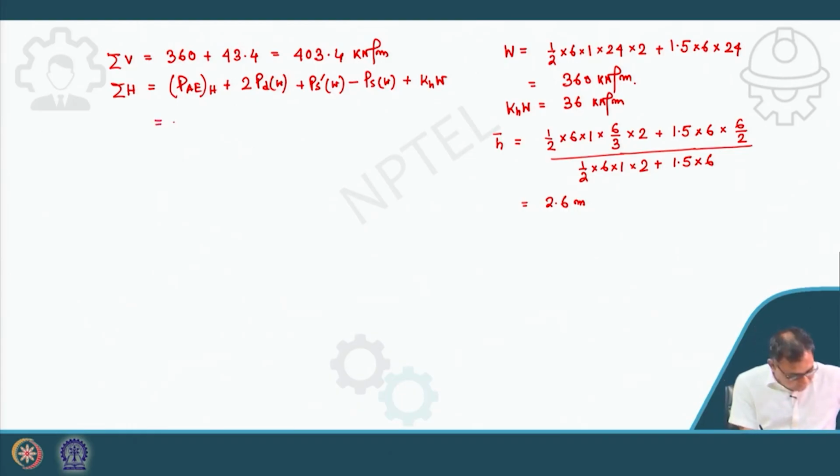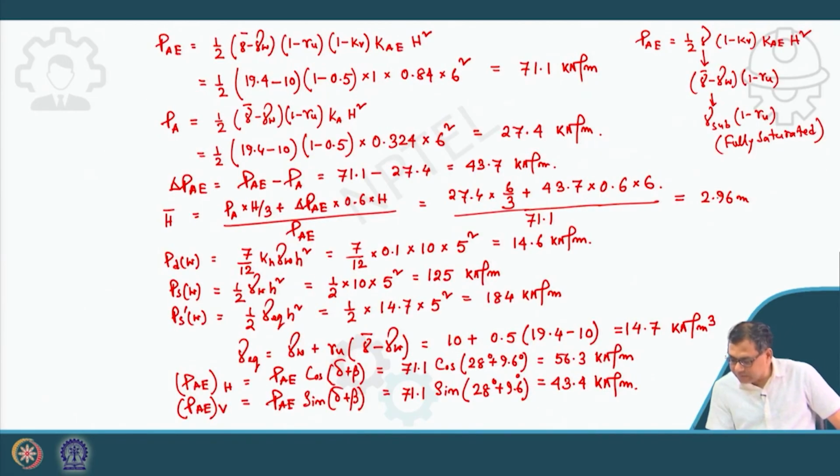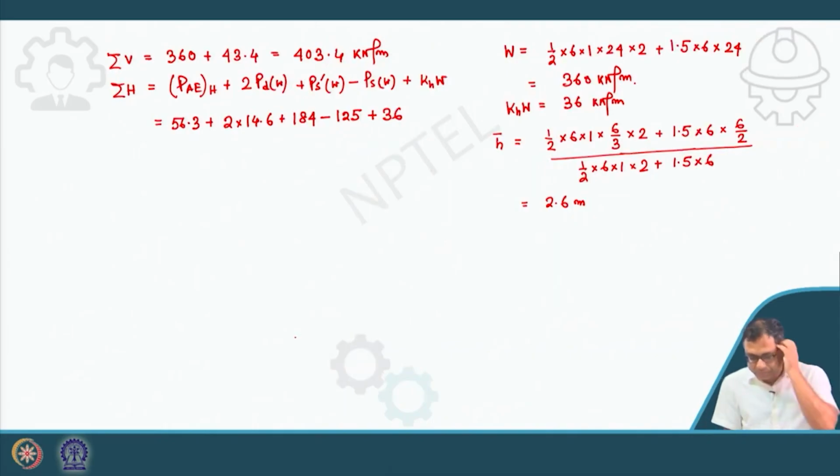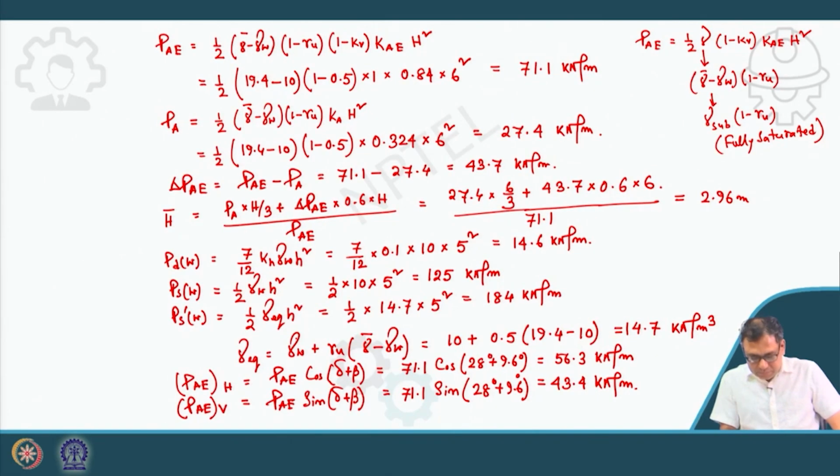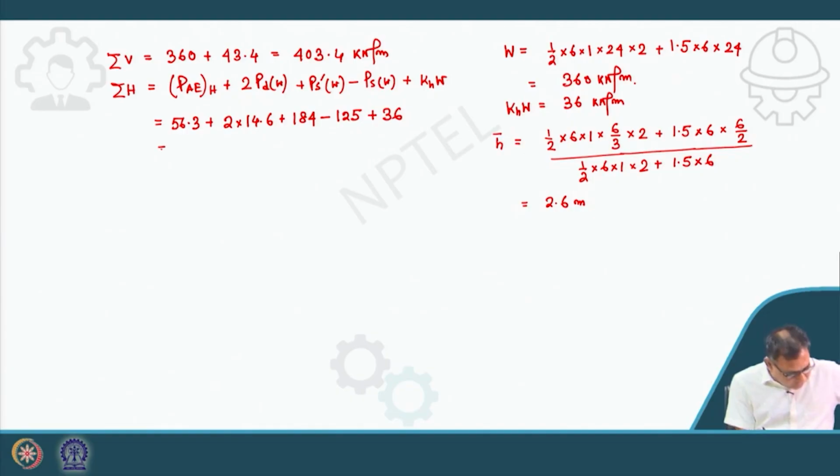Now I will put in the values. This is 56.3 plus 2 into 14.6 plus 184 minus 125 plus 36, where 36 is KHW. PSW is 184 minus 125. So this total horizontal force is 180.5 kilonewton per meter.